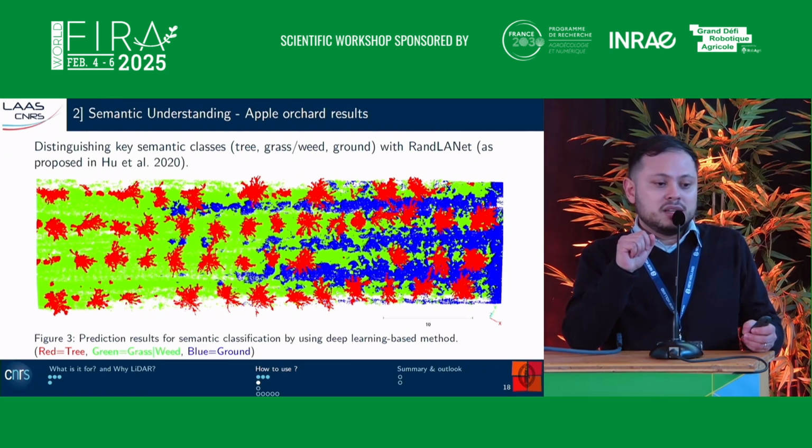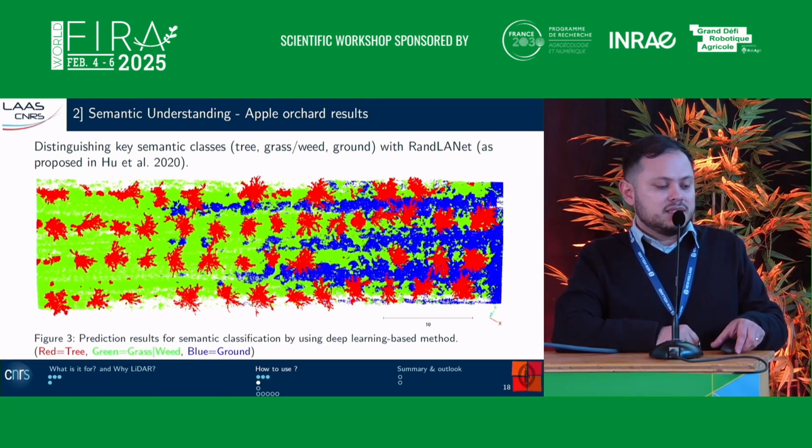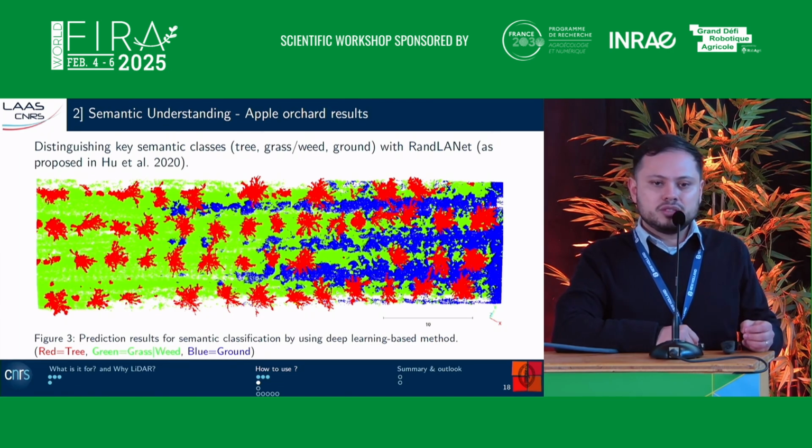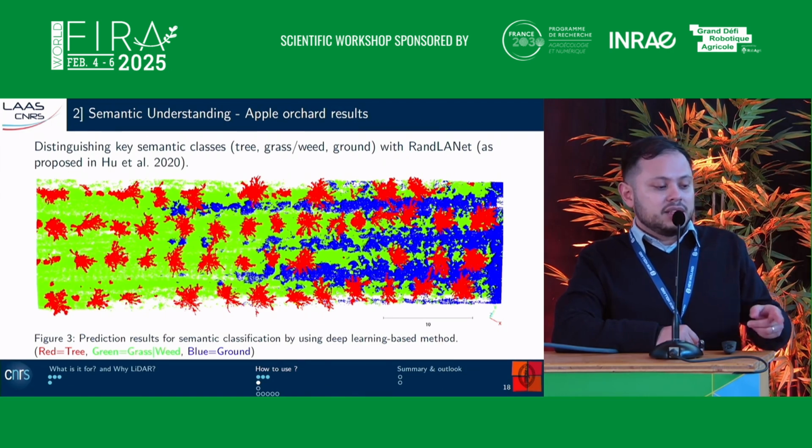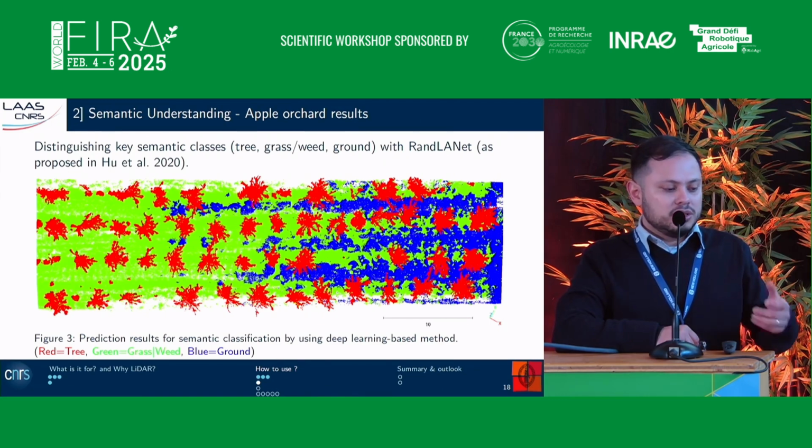We can use some classification algorithms. In this case, we are using deep learning with RandLA-Net. It's a supervised classifier. And at this moment, in the same top view, you can see three colors. That's the prediction. In blue is what our model defined as ground, so it's possible to determine the terrain digital elevation model. In green, you can see what our model interpreted as weeds or grass. And in red, we can see our trees.